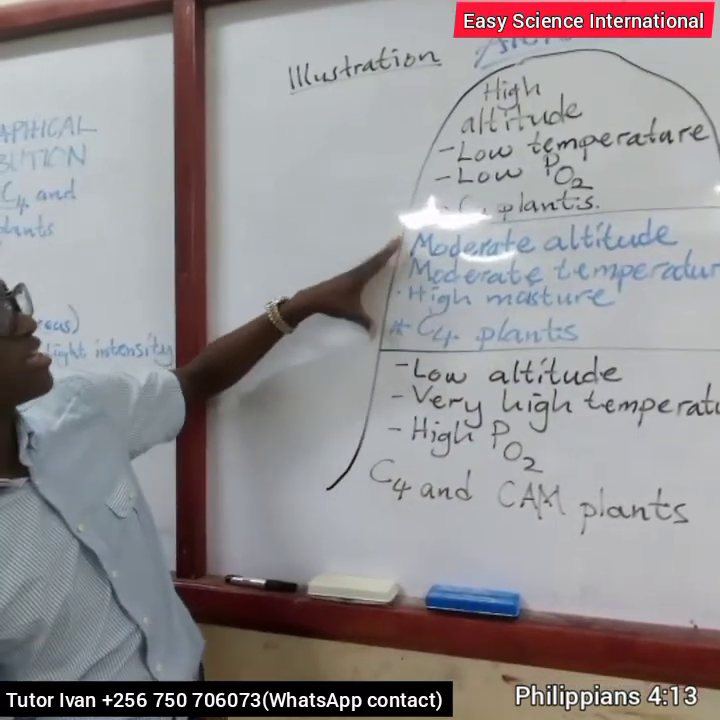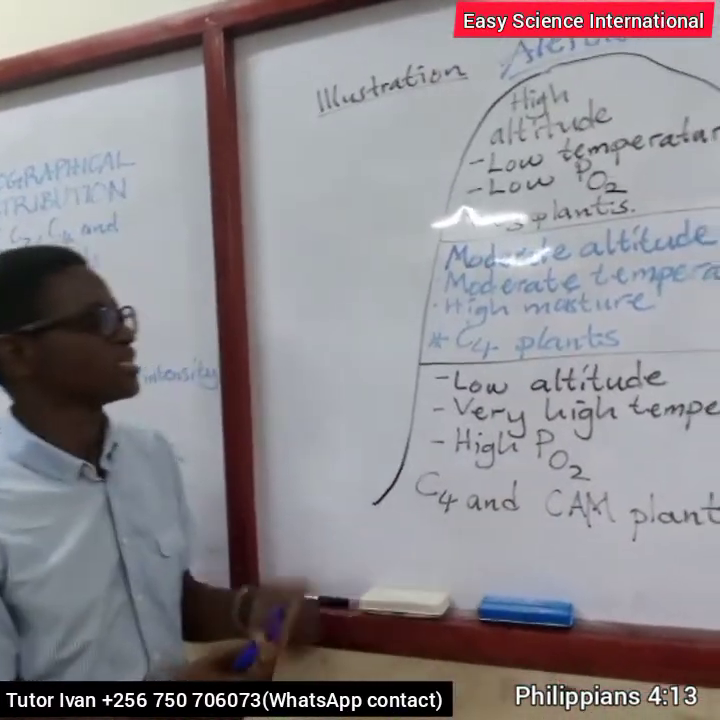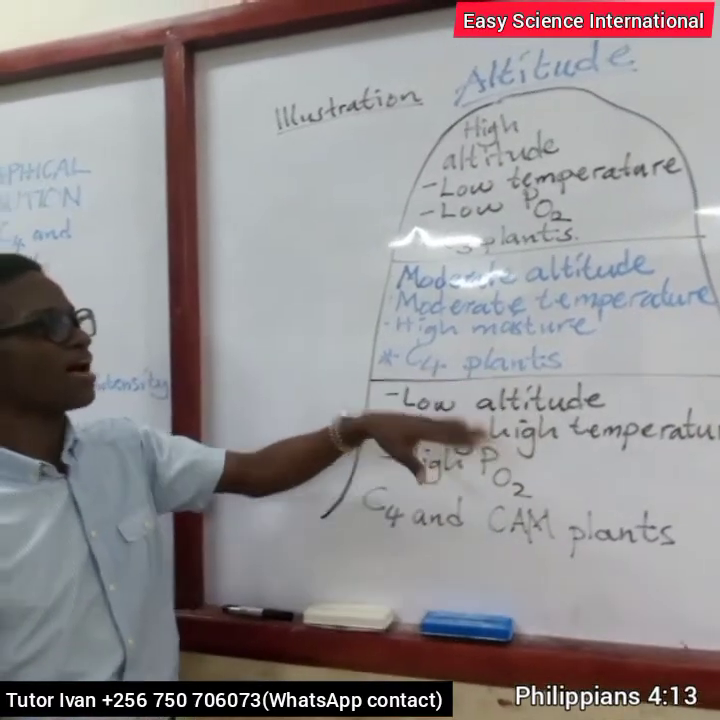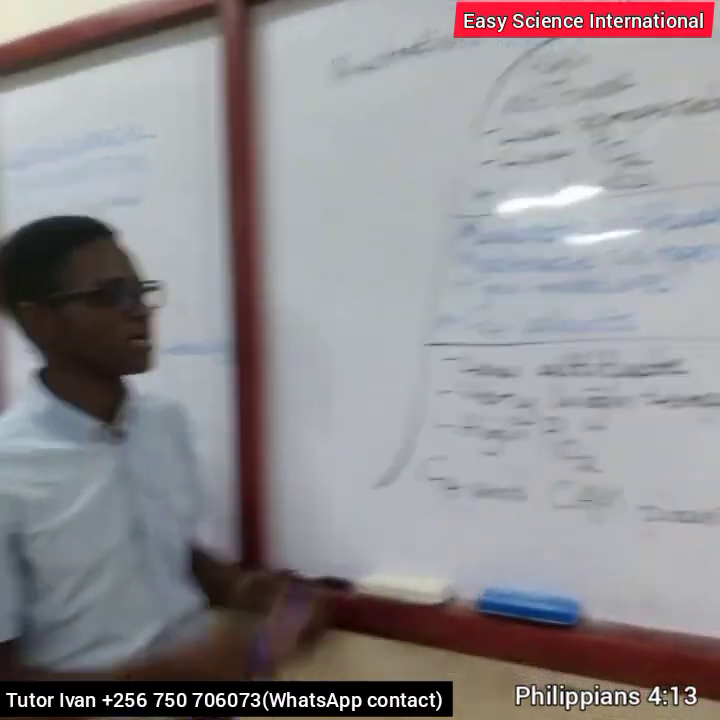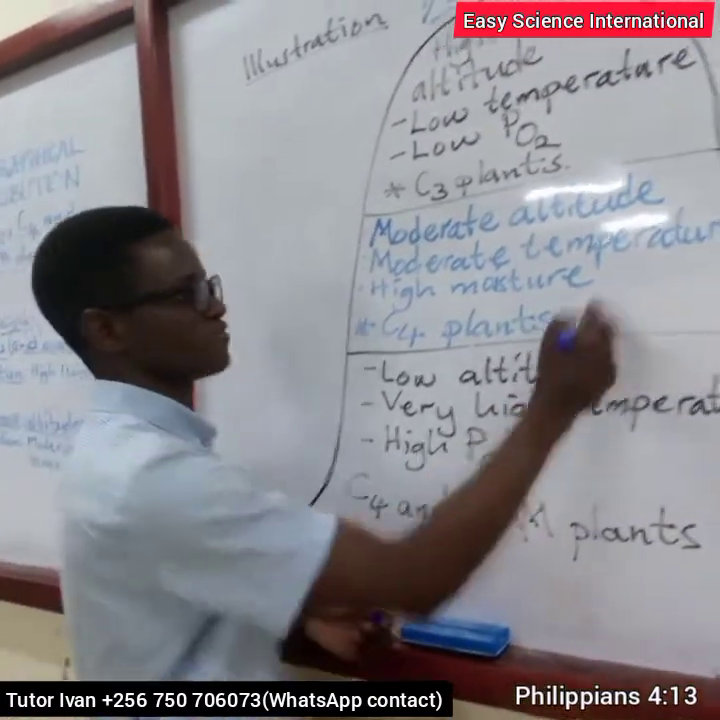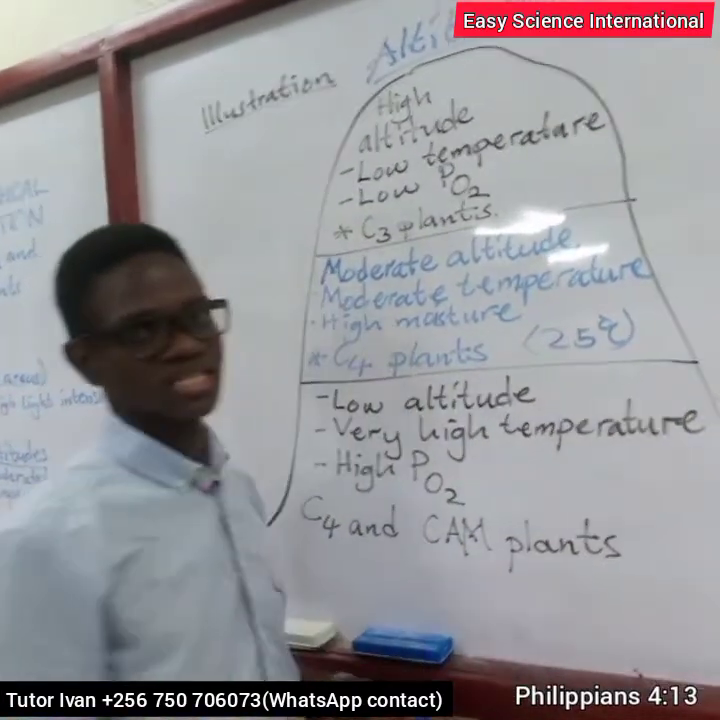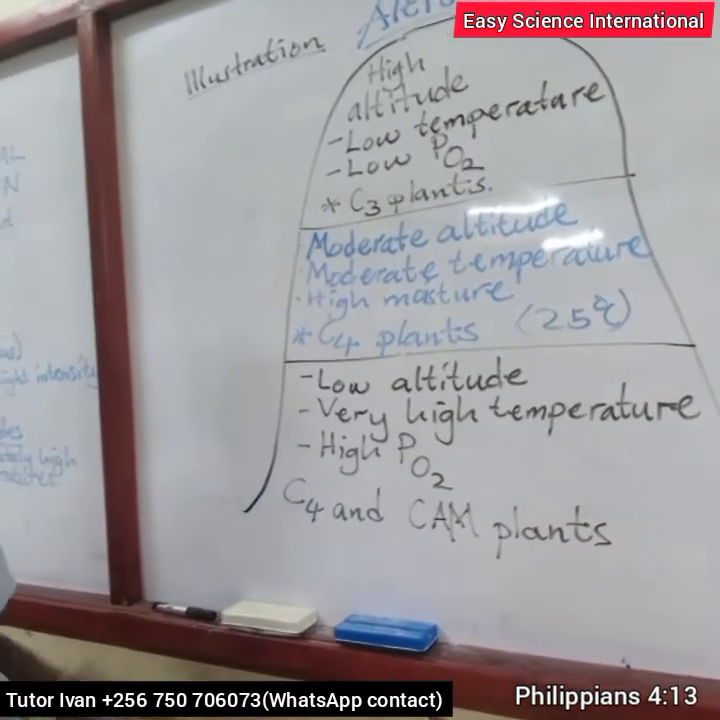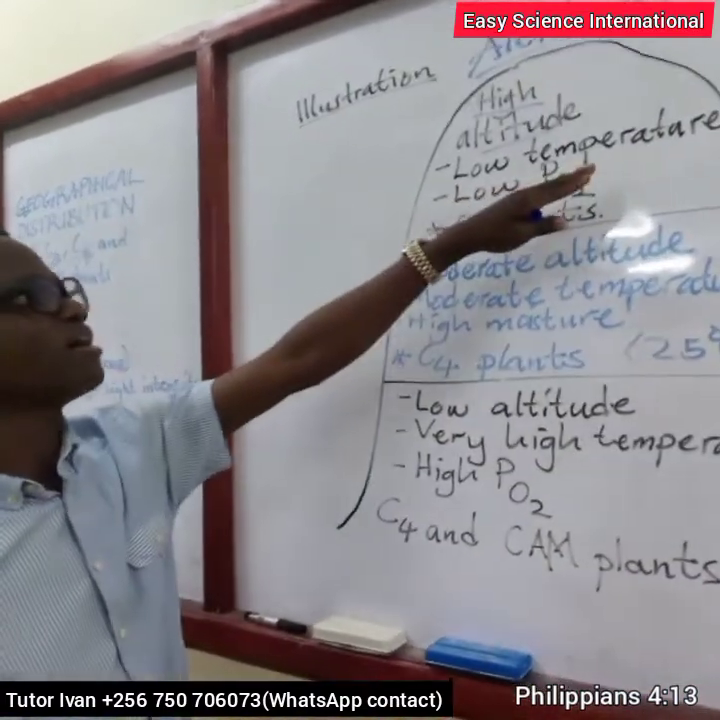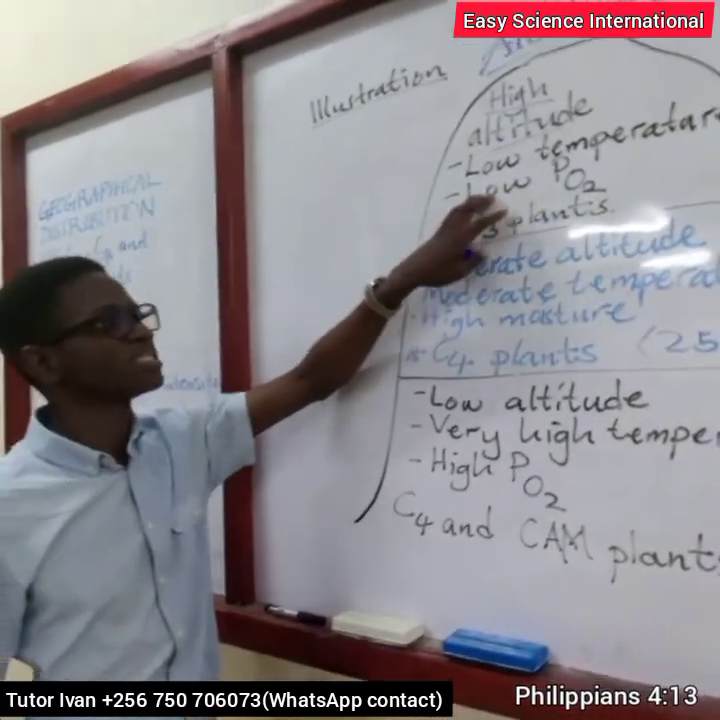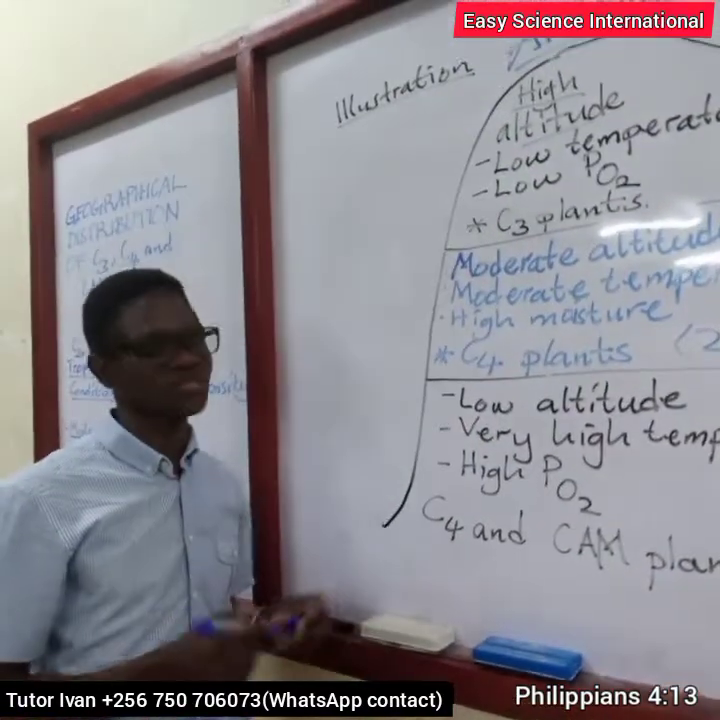Then, in the intermediate or the moderate altitude, we expect moderate temperature and high moisture content. Therefore, C4 plants are found at this altitude. We very well saw that these C4 plants require temperatures around 25 degrees Celsius to carry out respiration that is required to regenerate the PEP molecules, which is their initial carbon dioxide acceptor. Then at very high altitudes, we have low temperature, slightly below 25 degrees Celsius, and low partial pressures of oxygen. And then we expect C3 plants to tolerate such conditions.